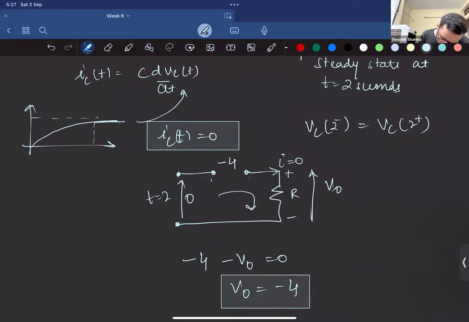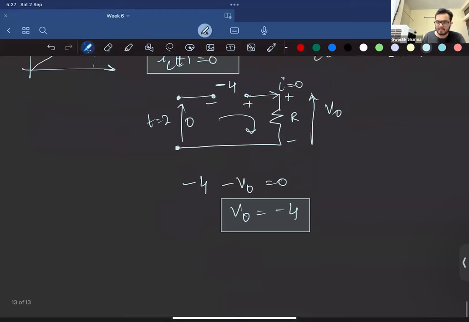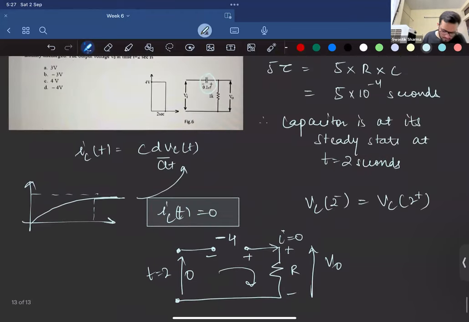Had the polarities been plus and minus the other way, this would have been plus 4. The polarities are like this. I just want you to take a look at this polarity because it's important. So this would be minus, and if you do it like this, V naught will come as minus 4. So the answer is minus 4.